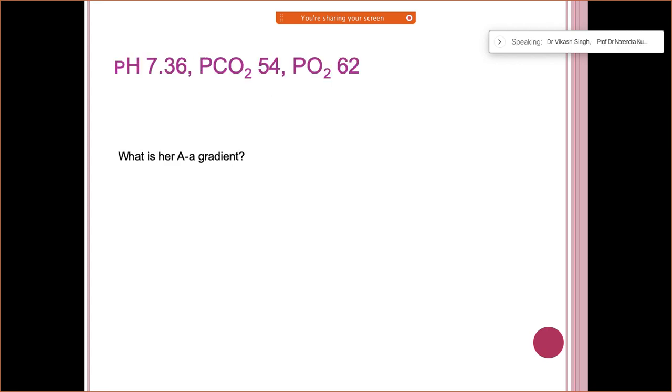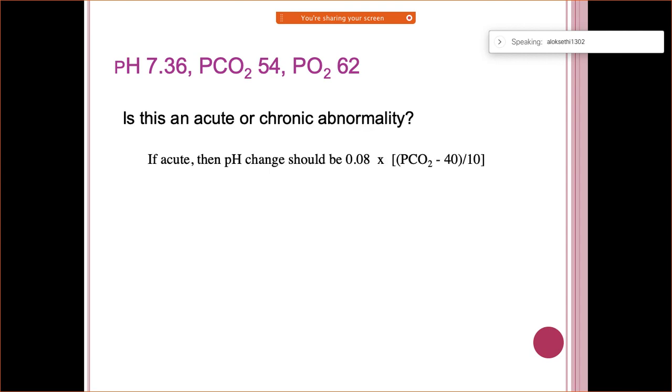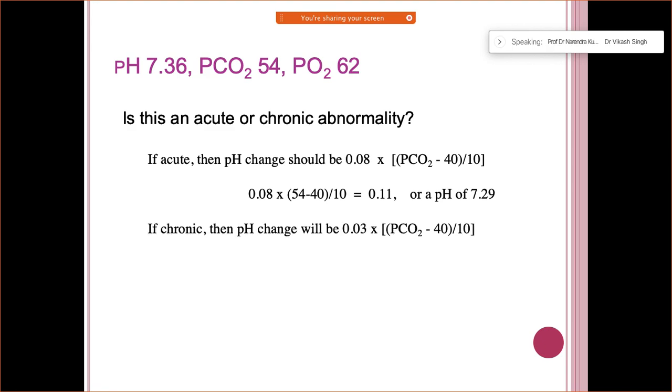So what is the gradient difference? I had already shown you the formula last time, for the acute and for the chronic. So with the 0.08 and with the 0.03, what is the pH you get? The pH, as we could already see, is 7.36. So this is definitely a chronic case, yeah?